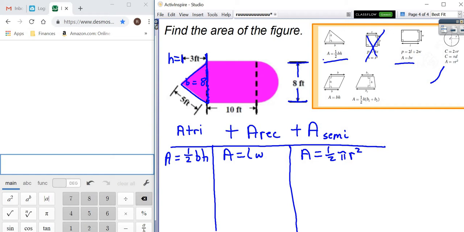As far as our length and our width for our rectangle, right here is our length, and this side right here is our width, which we have out here, so we know that's an 8. So that's the 2 pieces for our rectangle.